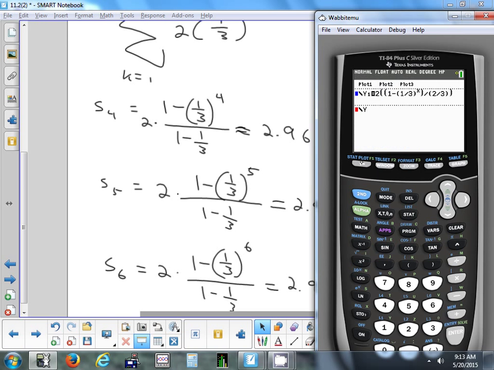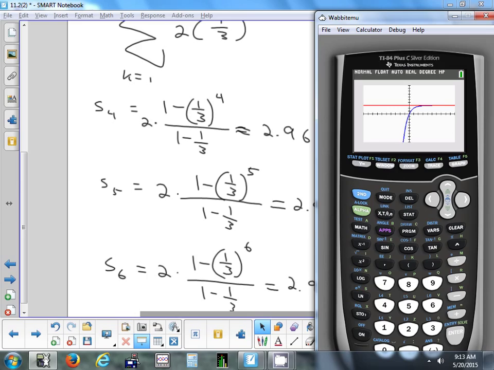All right, let's graph it. We think there's a horizontal asymptote at 3. So let's go zoom 6. Here's our partial sums. Here's our asymptote. Looks like it's almost crossing it, but it's not. The blue line is just getting closer and closer.